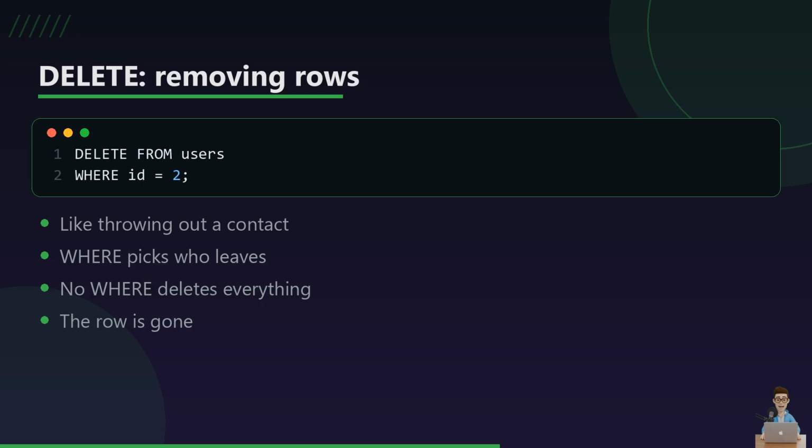DELETE throws a row in the trash, so here we remove Bob by pointing WHERE at ID 2. Same deadly rule as UPDATE lives here. A DELETE with no WHERE empties the entire table quietly and completely. Notice DELETE removes whole rows, never single columns, so if you only want to blank out one field, you actually want an UPDATE that sets it to null.